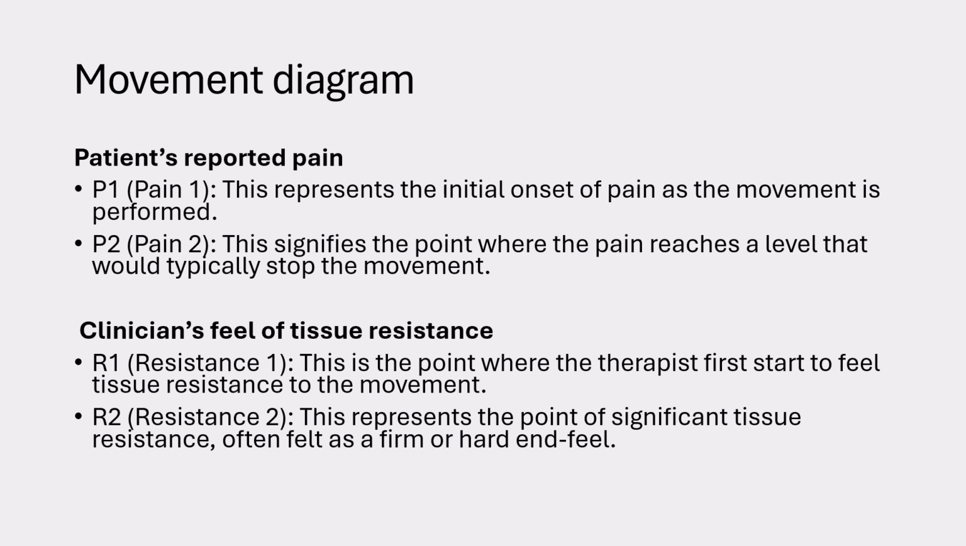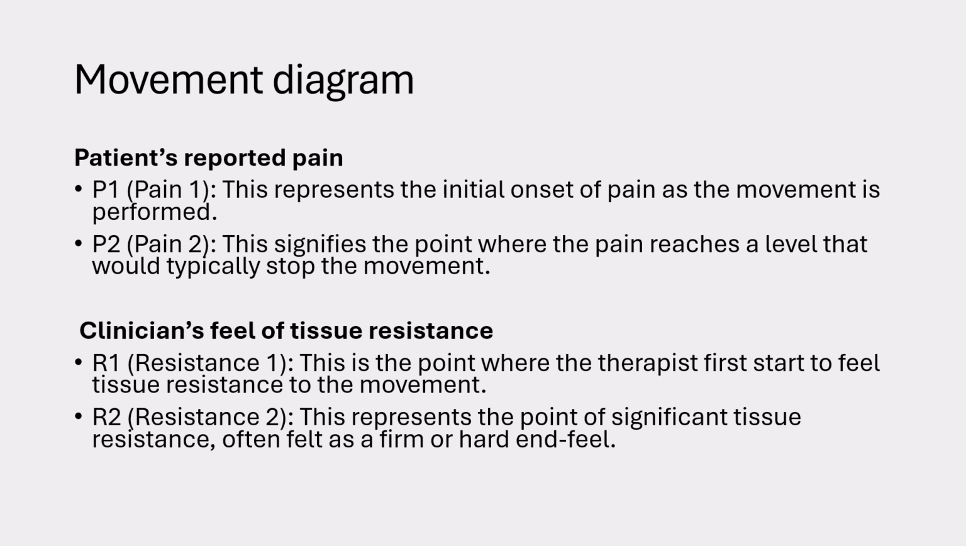For the clinician's feel or tissue resistance, we have R1 and R2. R1 is the point where you, as the therapist, first start to feel tissue resistance to the movement. It's the initial sensation of stiffness, tightness, or restriction in the tissues being assessed. R2 represents the point of significant tissue resistance, often felt as the firm or hard end feel. It's the limit of the available range of motion as determined by tissue stiffness and restriction.